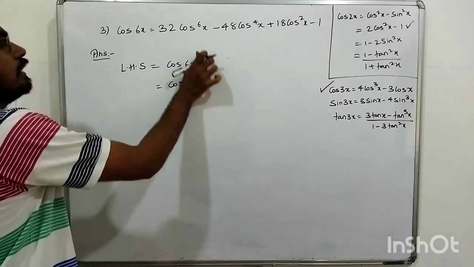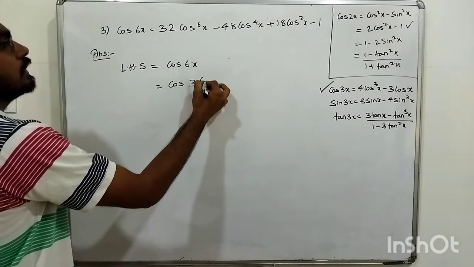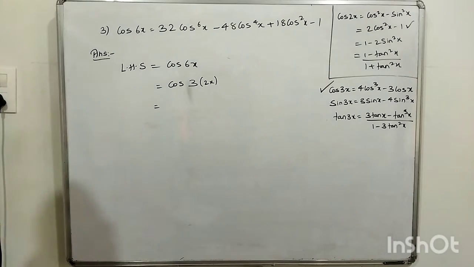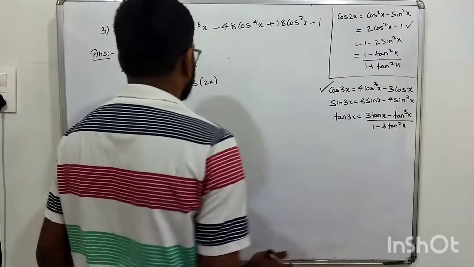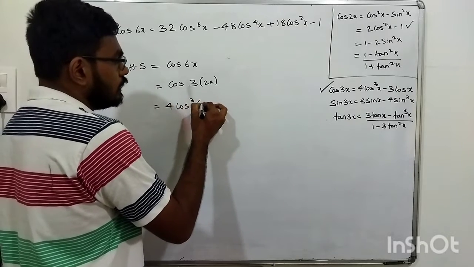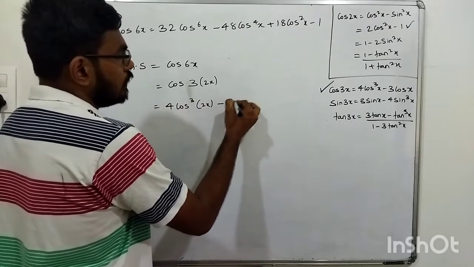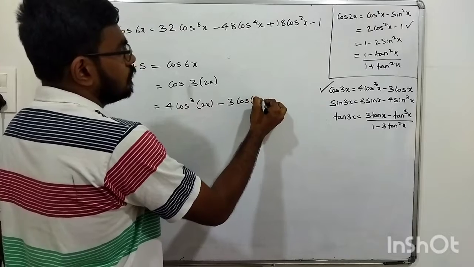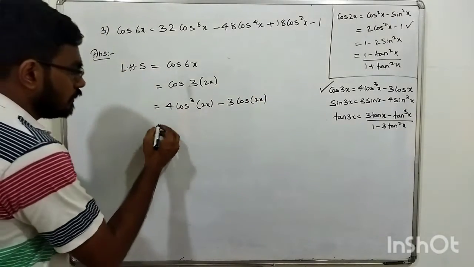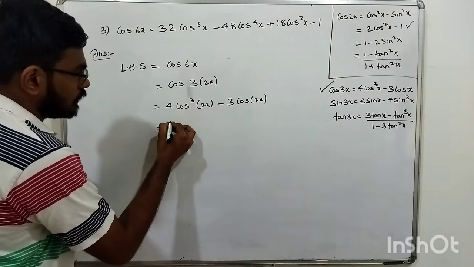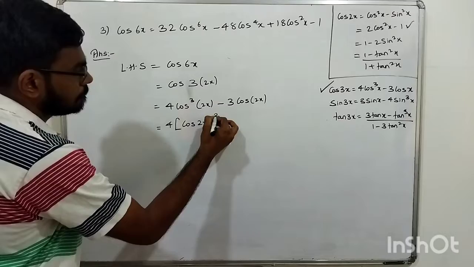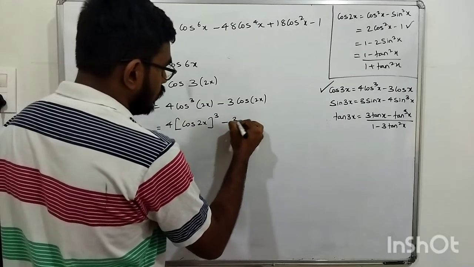Okay, then simplify cos 3 of 2x. So if I take like this, cos 3 of 2x, what will I get? I have to write like this. Okay, cos 3 of 2x. So 4 cos cube 2x, correct? Minus 3 cos 2x. So 4 cos cube 2x minus 3 cos 2x. Now 4 cos cube 2x. So 4 cos 2x the whole cube minus 3 cos 2x.